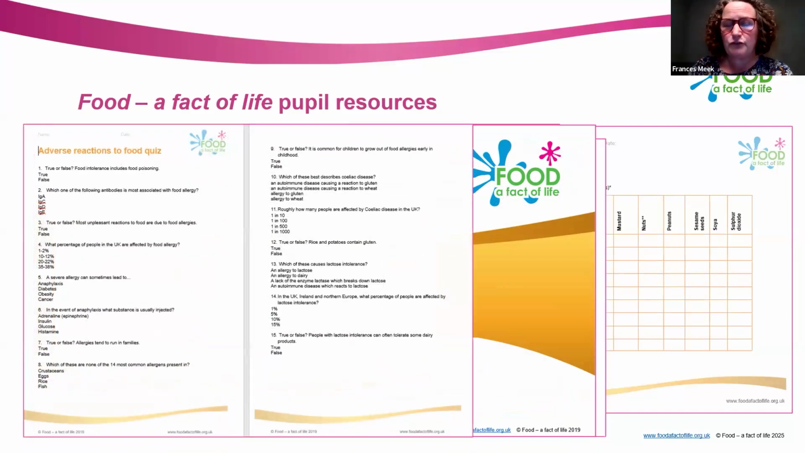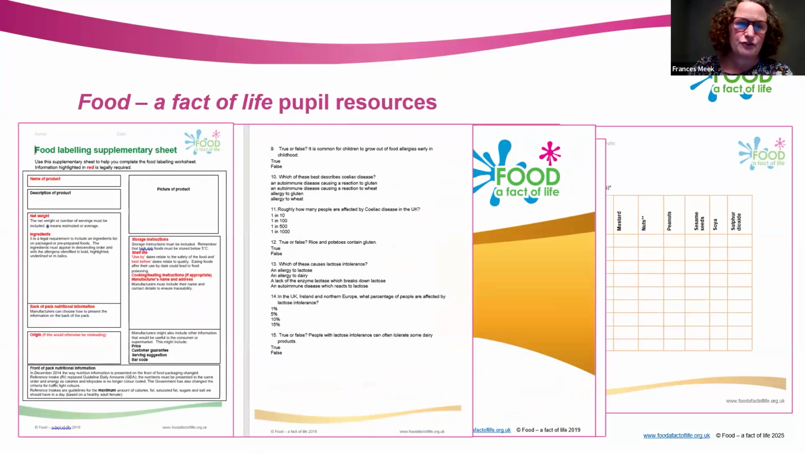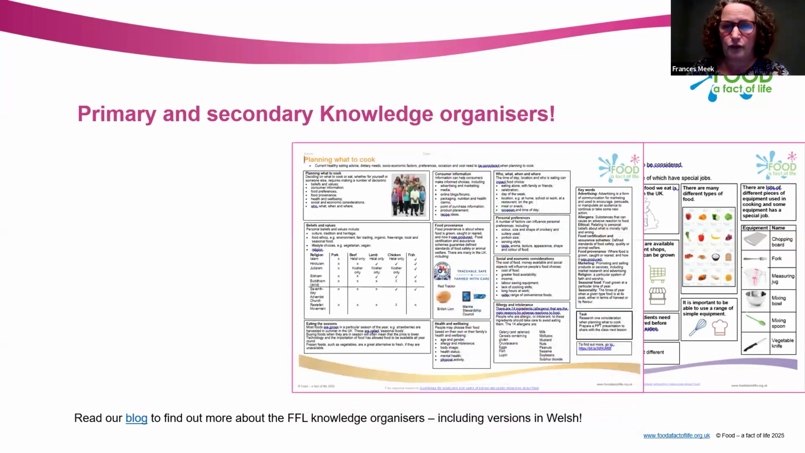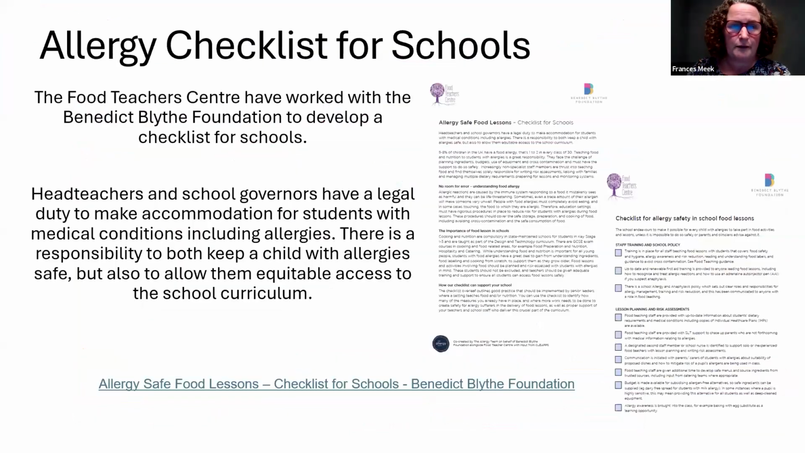These are all 11 to 14 resources, but we have them for primary age, and we also have them for 14 to 16 as well. And there's a supplementary sheet thinking about the additional information that goes on a food label. We've also got our knowledge organisers, and we have a knowledge organiser available for every topic that we feel should be taught across the curriculum. They go right from primary to age 16, and each one for each age group has got something around allergens as well, so planning what to cook particularly, and then also food labelling.